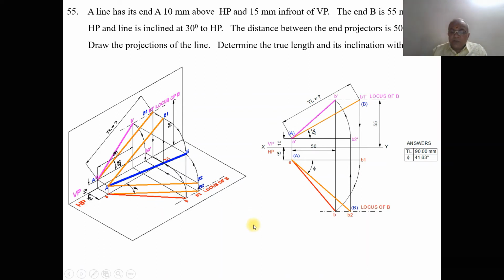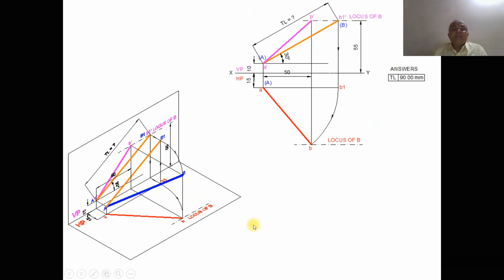So now we are going to try to solve the problem step by step. How? First we take up point A above HP and in front of VP, so you get this point. Once you get this point, we know the other end point is 55 mm above HP, and that it is the true inclination line, which is 30 degrees. So you get capital AB1. When it is projected, you get directly A dash B1 dash. So that's what we have got here. So how to do it in orthographic projection?